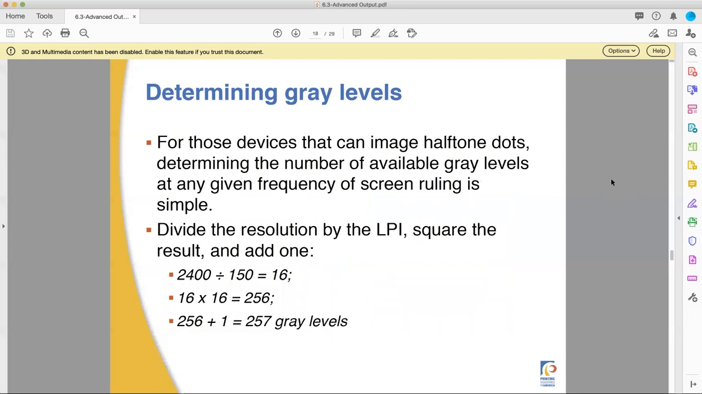Let's look at the math on this for a moment, because yay math, right? If you're able to image halftone dots, it's easy to calculate the gray levels with some simple math. Down below, it shows you what you're doing. You divide the resolution by the LPI, square the result, and add 1. Let me go through that a little bit slower.